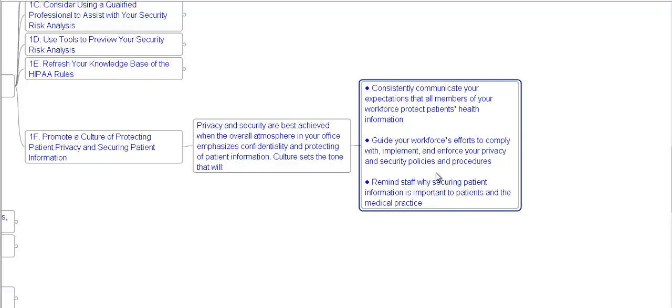Guide your workforce's effort to comply with, implement, and enforce your privacy and security policies and procedures. Remind your staff why securing patient information is important to patients and the medical practice.